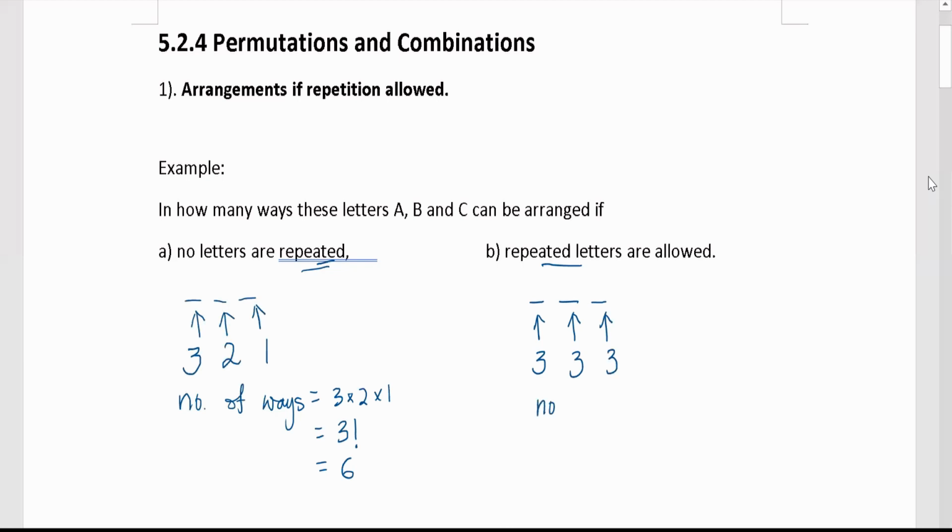Hence, the number of ways for the arrangement would be 3 times 3 times 3. All right? Then it's 3 to the power of 3, and the answer is 27. So we have a total of 27 ways to arrange the 3 letters here.